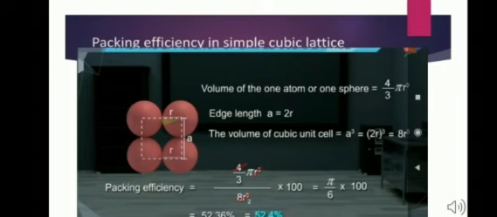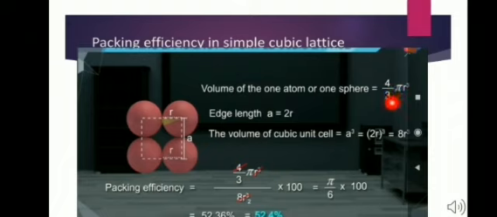Now look at the figure. Here the edge length is given as a, so a will be equal to 2r. Now the volume of the cubic unit cell will be a cube, because all the edge lengths are equal. That will be equal to 2r whole cube, equal to 8r cube. Okay, now putting this value in packing efficiency.